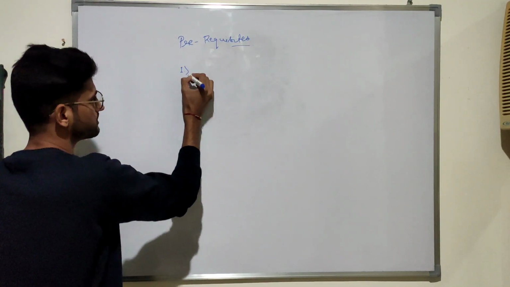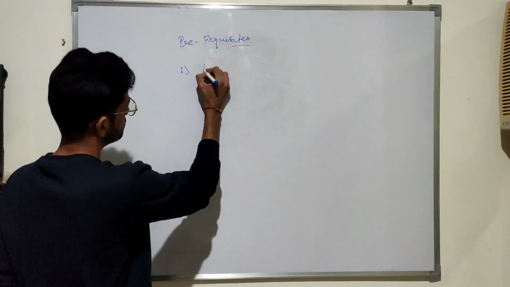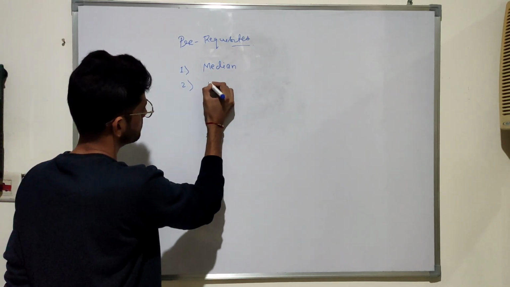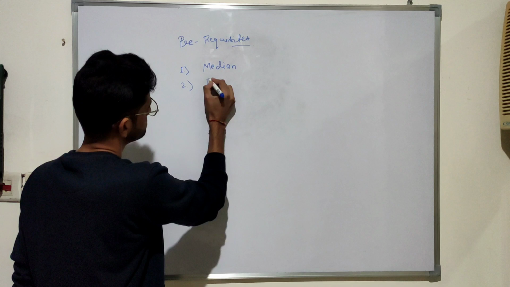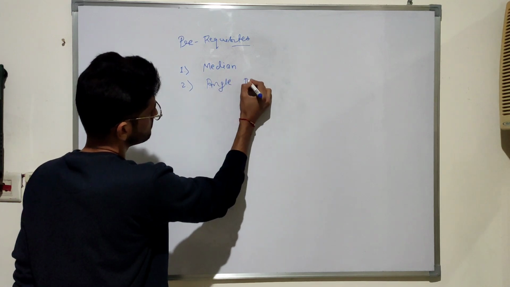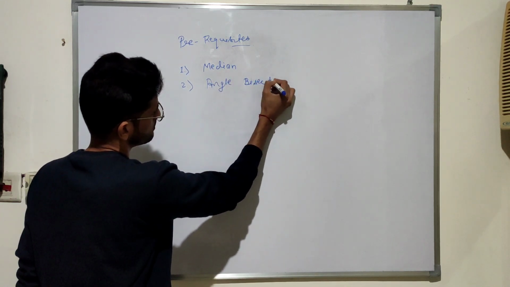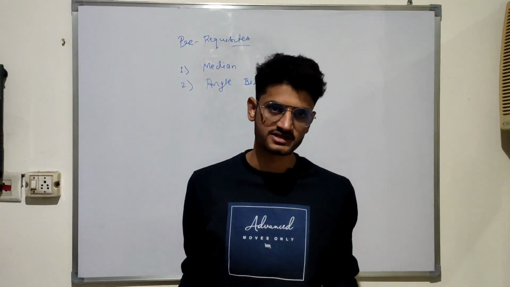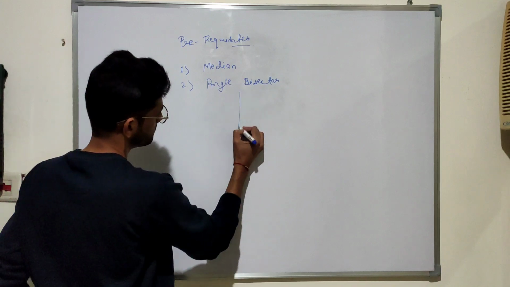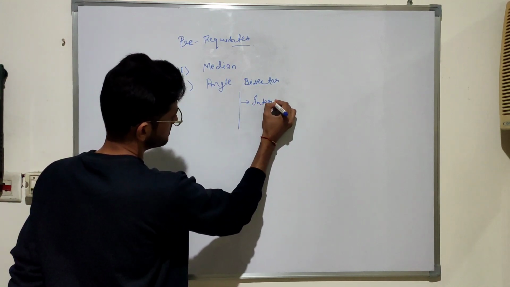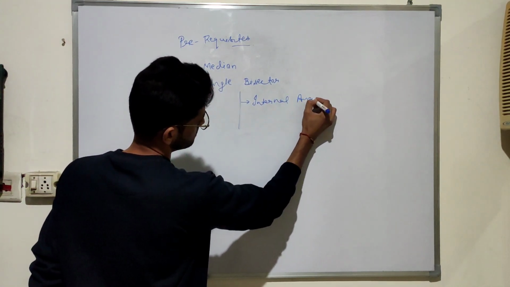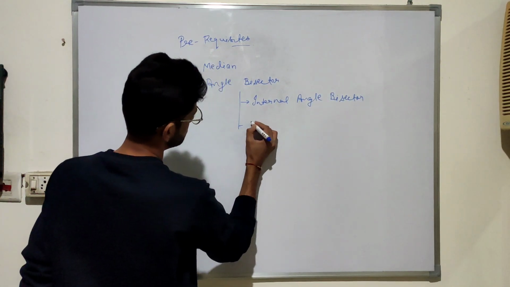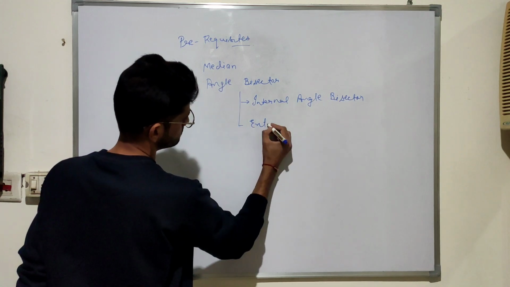First of all, we must be very much aware of what is median. So first prerequisite is going to be what is median, and the second one is going to be what is angle bisector. When it comes to angle bisector, it may be internal angle bisector or external angle bisector. So we will be taking two parts here. First one is going to be internal angle bisector, and the second one is going to be external angle bisector.